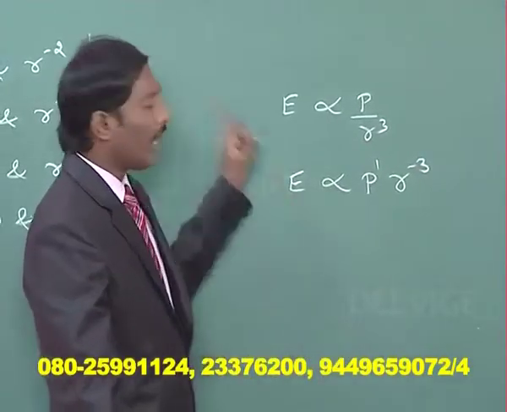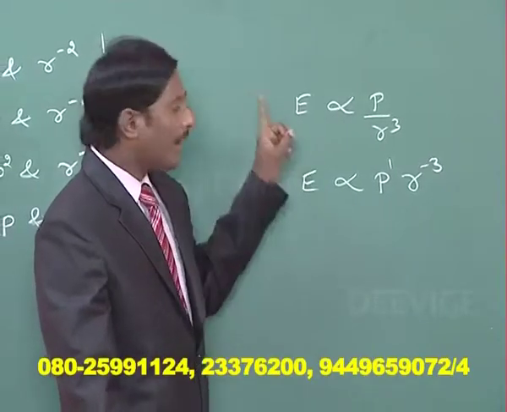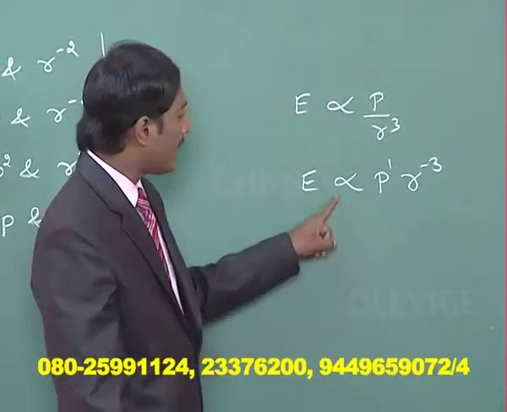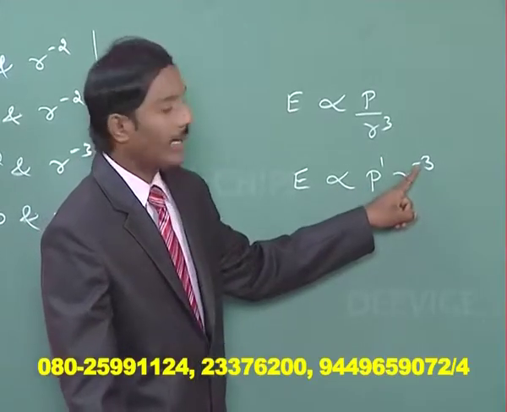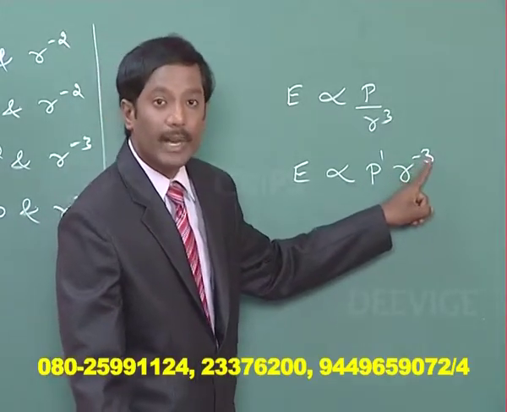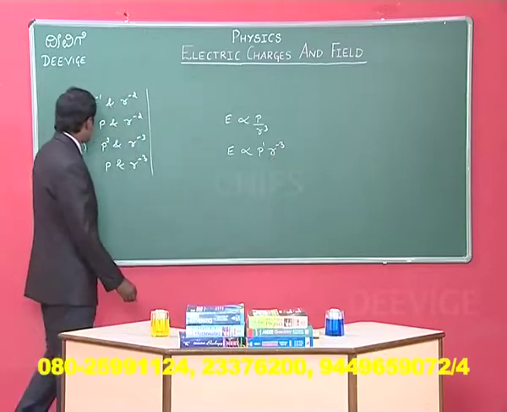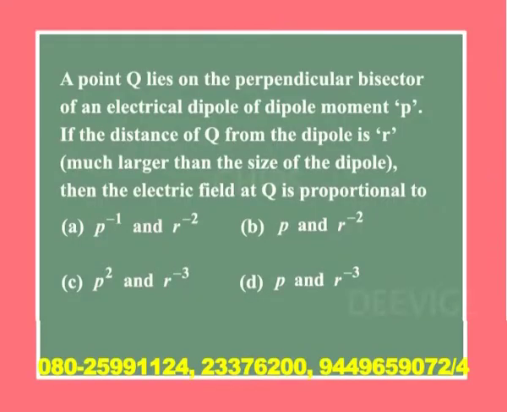So, the electric field at a point on the equatorial line, when R is very much greater than A, is directly proportional to the dipole moment and directly proportional to R power minus 3. Therefore, option D, P and R power minus 3, is the correct answer.